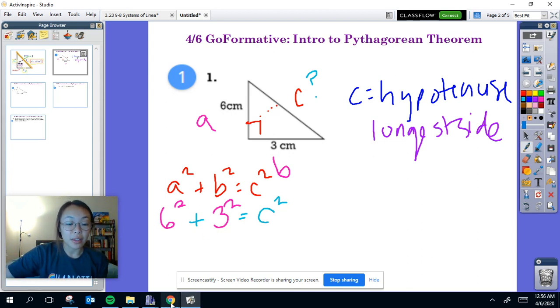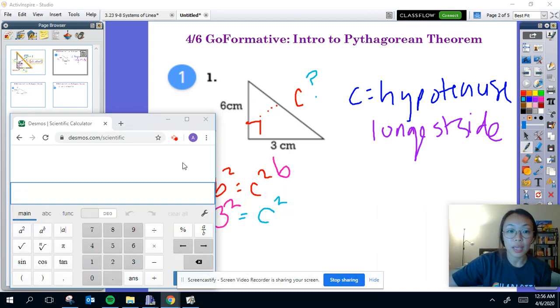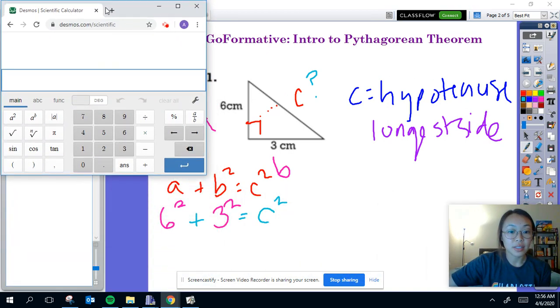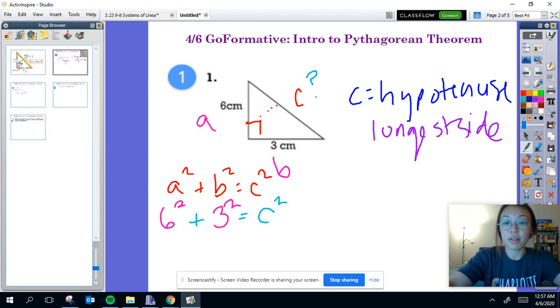If you open up your calculator, and I have my Desmos calculator right here, I can plug in these values. So I have 6 squared, you type it in 6 to the power of 2, plus 3 to the power of 2 equals. And that equals 45 on the left side. So I'm going to go ahead and put in 45. All of that equals 45. And on the right side, I still have C squared.